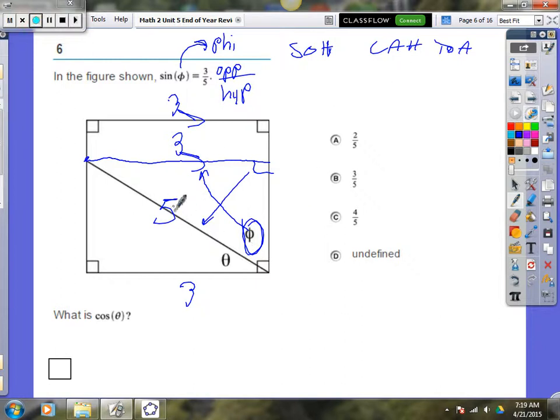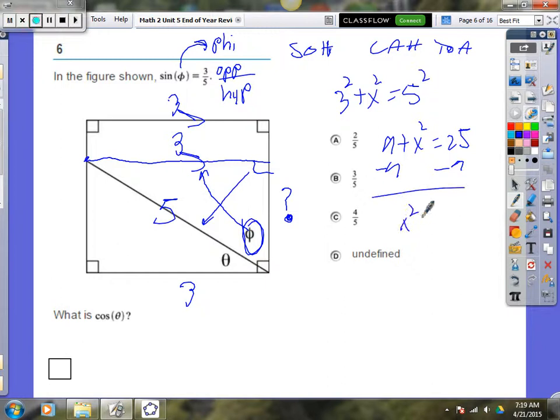So if you were to find, let's say we have to find this using the Pythagorean theorem, if you didn't recognize it was a triple, we do leg squared plus leg squared equals hypotenuse squared. So 9 plus x squared is 25, minus the 9, minus the 9, x squared is 16. Square root, so x is 4. So that means this guy is 4. So that means this guy is 4.